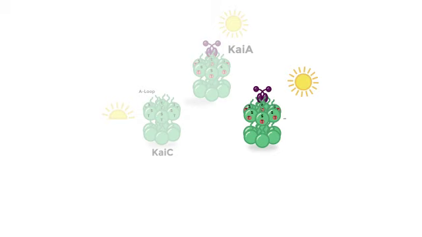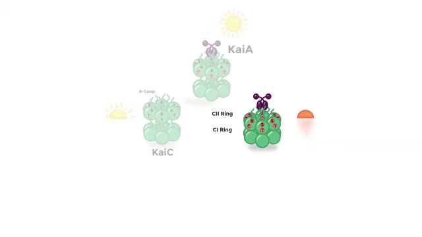Phosphorylation of threonine 432 changes the stiffness of the KaiC structure such that it is easier for the serine at position 431 to become phosphorylated. By dusk, both the threonine and serine residues of KaiC are phosphorylated. C2 ring stiffness results in increased interaction between the C1 and C2 rings, causing the C2 ring to stack onto the C1 ring. The A loop recedes inside the C2 ring, hiding the binding site for KaiA.